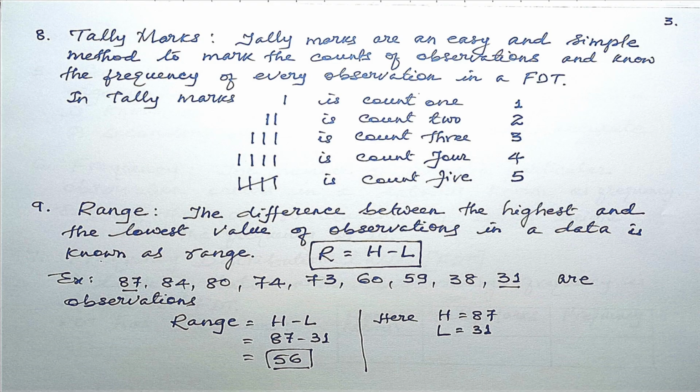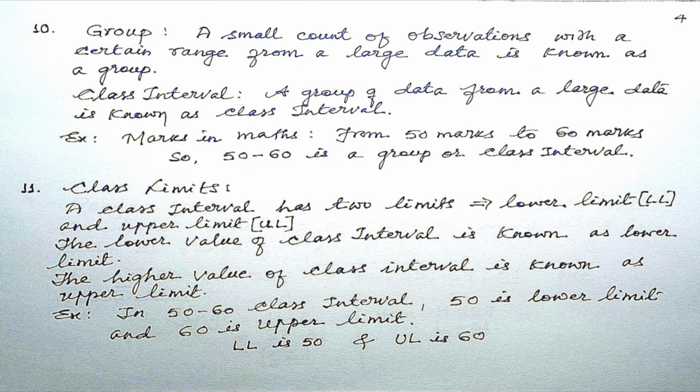Now coming to the range. The difference between the highest and the lowest value of observations in a data is known as the range. That is, R is equal to H minus L, where H is the highest value and L is the lowest value of the data. For example, if you have the given data 87, 84, 80, 74, 73, 60, 59, 38, 31 as observations, the range is the highest minus the lowest value. The highest value here is 87, the lowest value is 31, and therefore the range of this data is 56. Remember that.